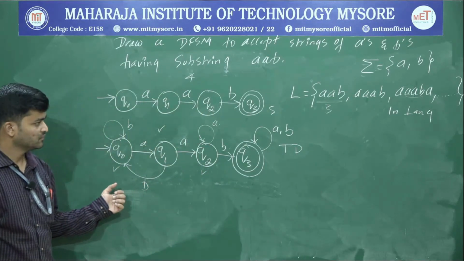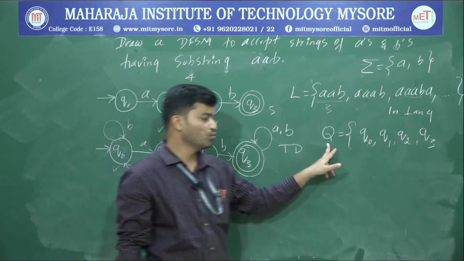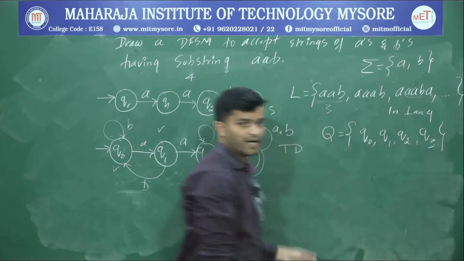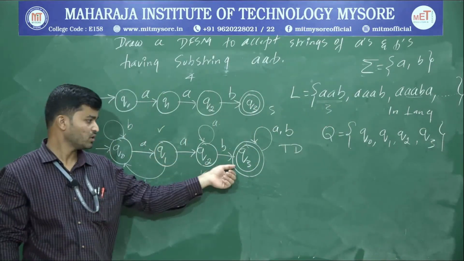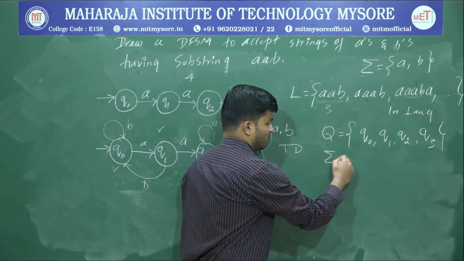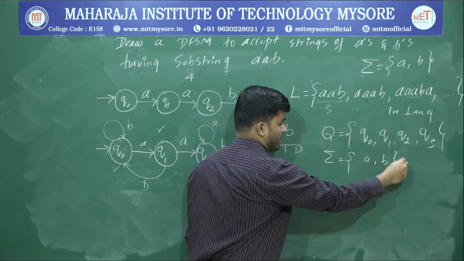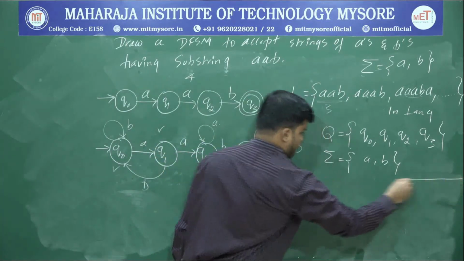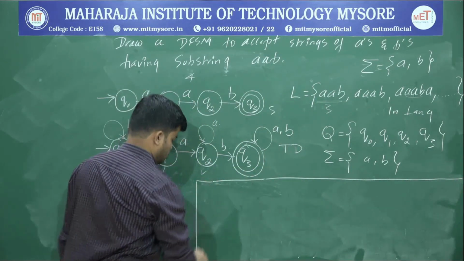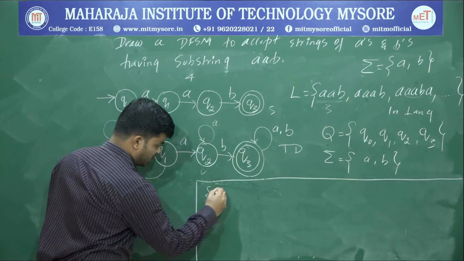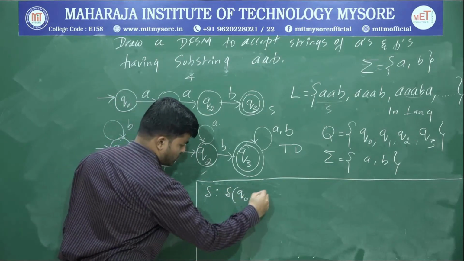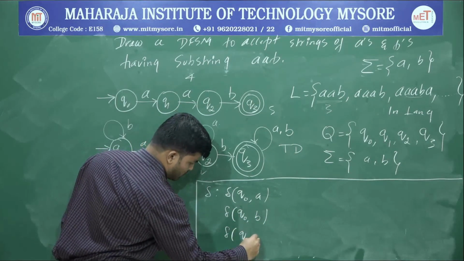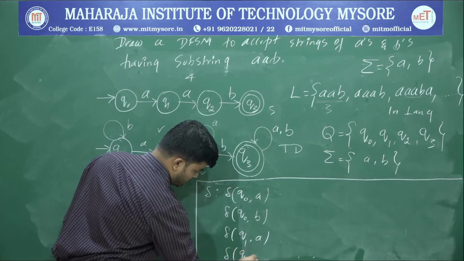What is the first tuple? That is Q. What is Q? Q is Q0 comma Q1 comma Q2 comma Q3. So we have 4 states. You write the 4 states: Q0, Q1, Q2, Q3. Next, what about sigma? Sigma is A comma B. What about delta? Delta is Q0: delta of Q0 comma A, delta of Q0 comma B. Next, delta of Q1 comma A and delta of Q1 comma B.